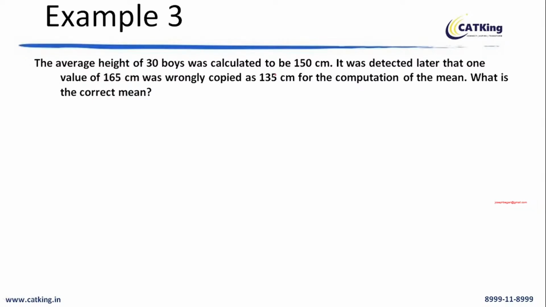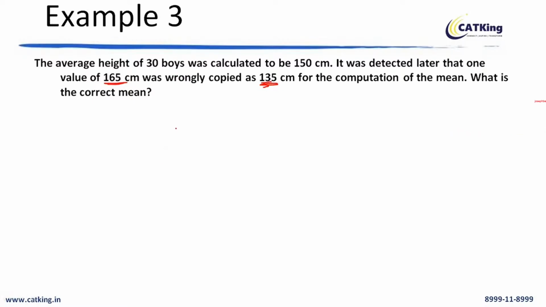The average height of 30 boys was calculated to be 150. It was detected later that one value of 165 centimeters was wrongly copied as 135 centimeters for the computation of the mean. Computation of the mean is basically the calculation of the average. Alright, तो उन्होंने क्या बोला है कि 165 का जो वैल्यू था उसके बदले उन्होंने कैलकुलेट करके 135 लिख दिया, मतलब कम आंसर लिख दिया, करेक्ट.